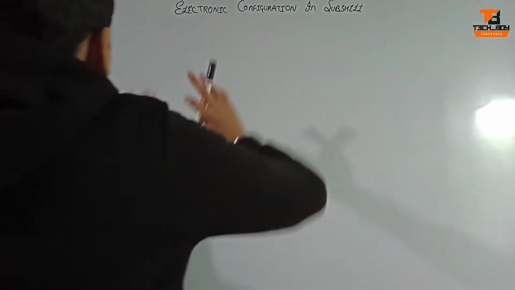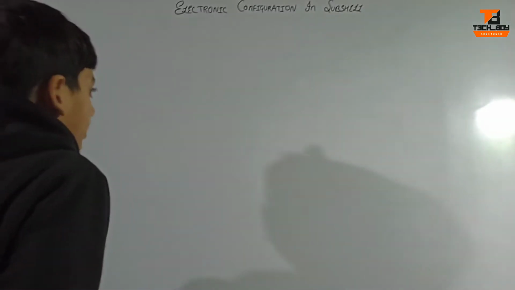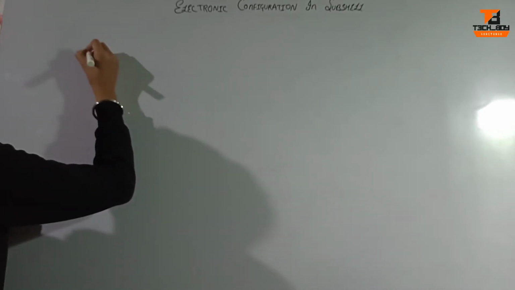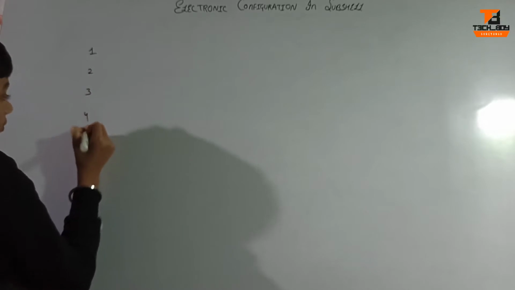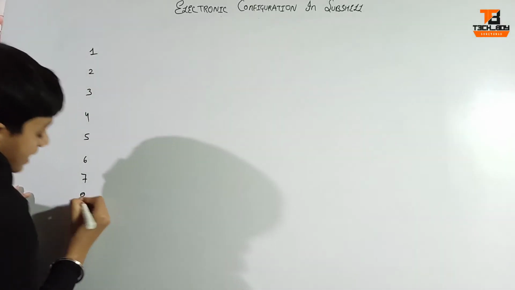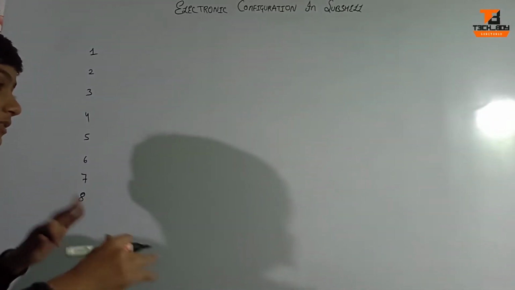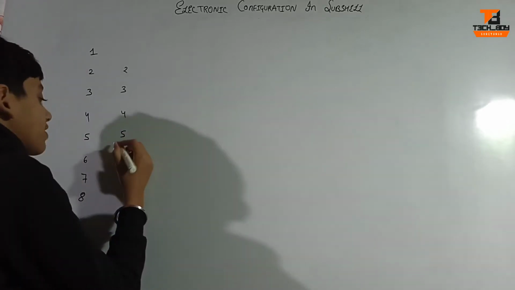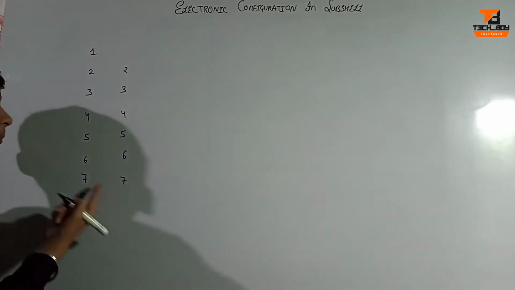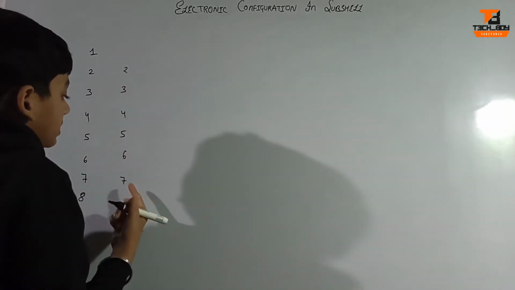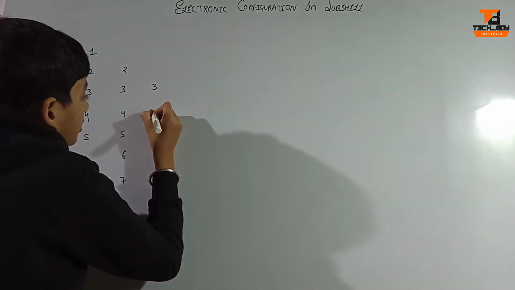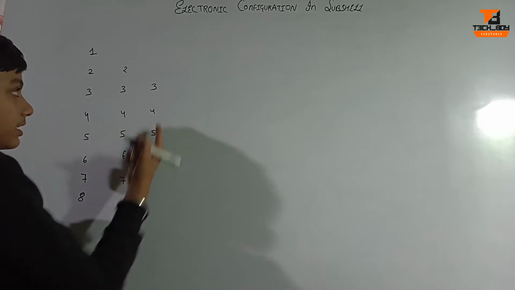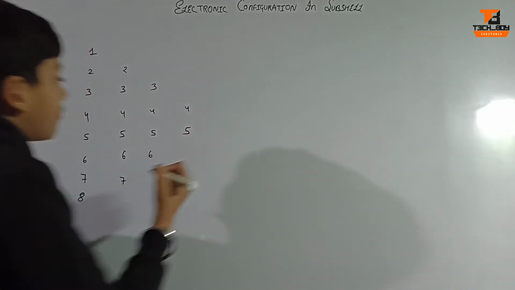So today's topic, as you all know, is electronic configuration in subshells. First, there's a trick. First we write the numbers 1 to 8: 1, 2, 3, 4, 5, 6, 7 and 8. Leaving the top one and the bottom one, we write 2 in front of 2, 3 in front of 3, 4 in front of 4, 5 in front of 5, 6 in front of 6 and 7 in front of 7. Now doing the same thing again, leaving the top and the bottom, we write 3 in front of 3, 4 in front of 4, 5 in front of 5 and 6 in front of 6. Again, leaving this one, 4 in front of 4 and 5 in front of 5.